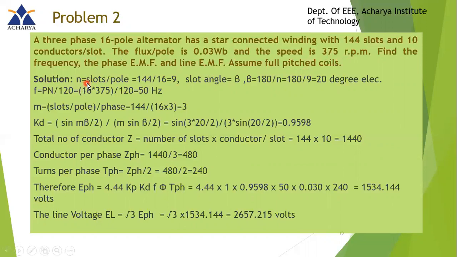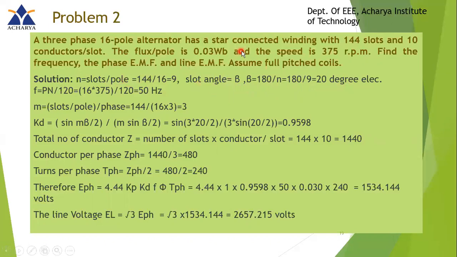So first you find out the number of slots per pole. Then you can find out the slot angle beta. Slot angle beta is given by 180 degrees divided by n. The small n is nothing but slots per pole, so don't get confused with capital N. Capital N is speed in RPM. So this we have found out to be 9, so we get 20 degrees as beta. Beta is the slot angle.